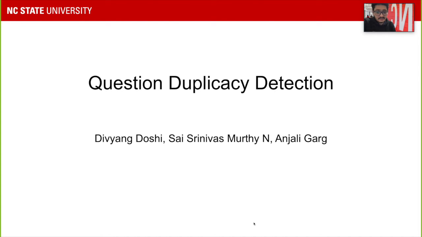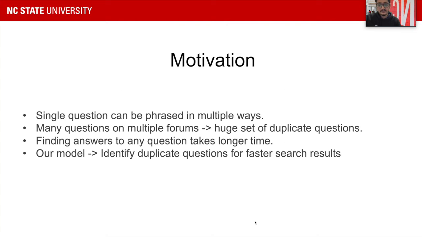We are here to present our neural network final project, that is question duplicacy detection. The motivation behind our problem statement is that there are numerous questions floating around on different kinds of forums on the internet, but we know that many questions are similar to each other or even duplicate. So we need a concrete way to find out which questions are duplicate, which will make our search faster. So we have focused on developing a machine learning model which can detect duplicate questions and can therefore result in faster search time.